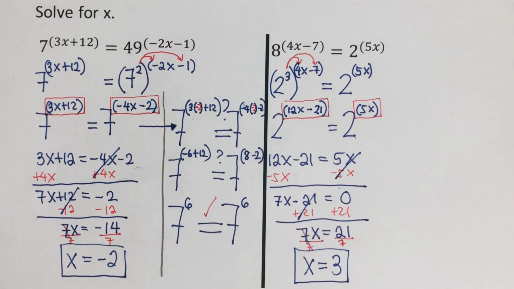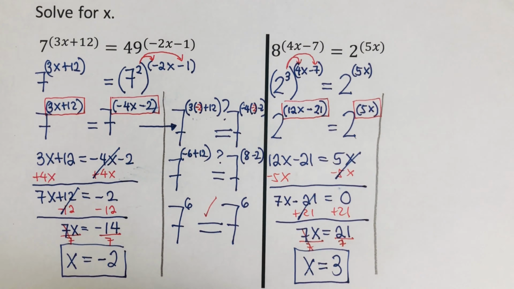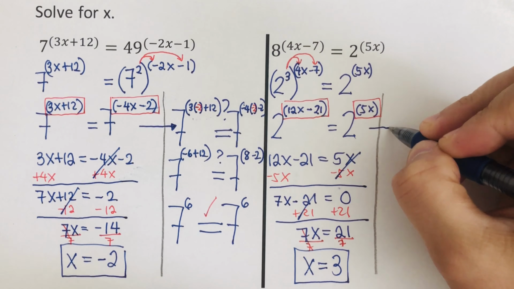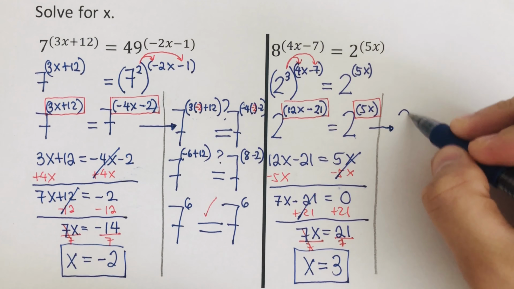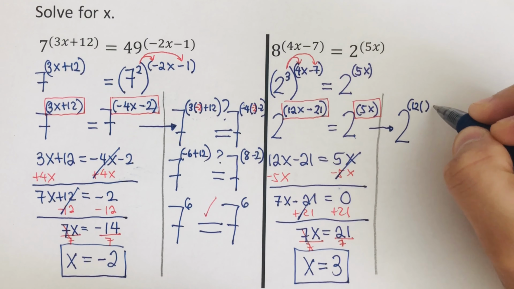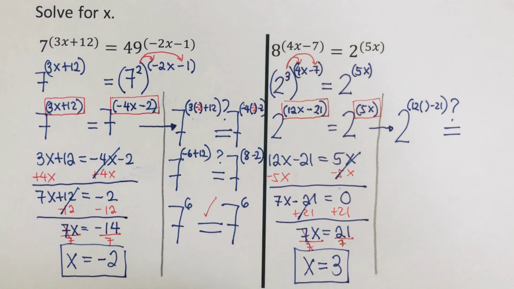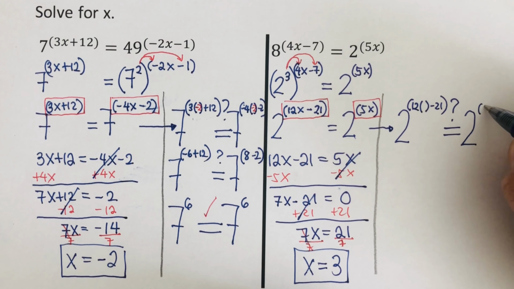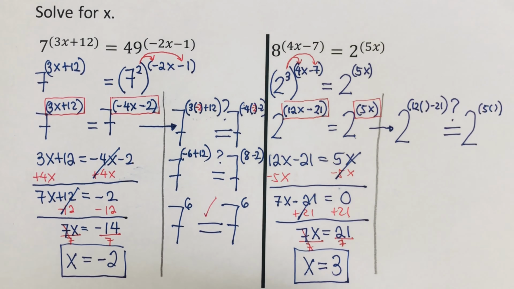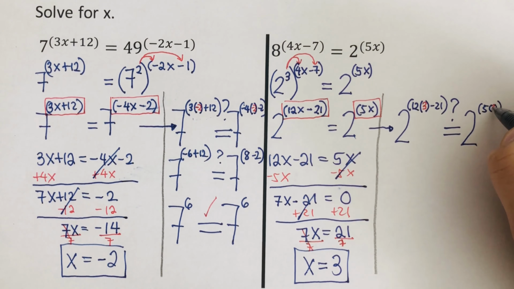So we check our work if we got it right. Again, to check the work, we are going to use this equation that we have here that we already got the same base. So that would be 2 to the power of 12 times the 3 that we put in minus 21. Is that equal? We're not sure of it yet. So that would be 2 to the power of 5 times the x that we got. Again, the x that we got here is 3. So I put in 3, I put in 3.